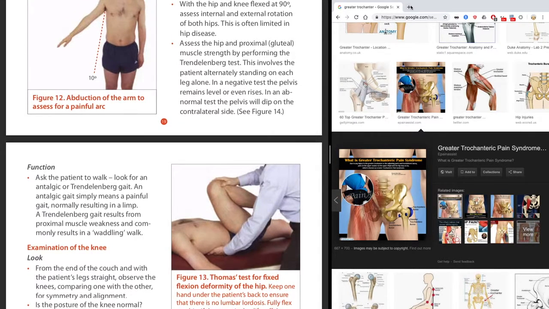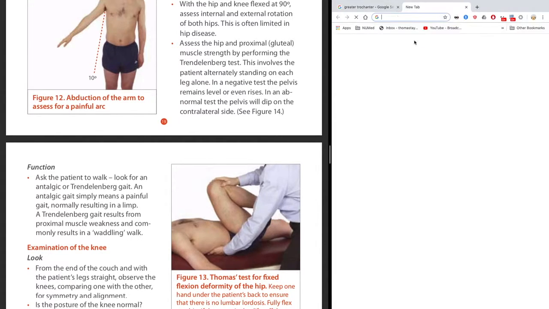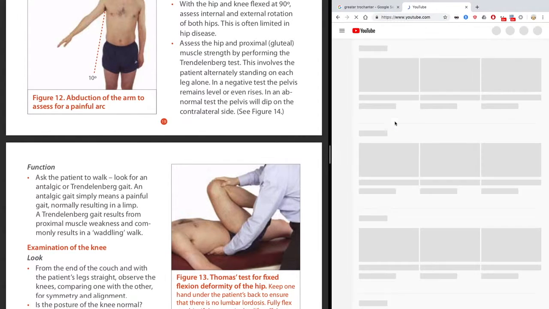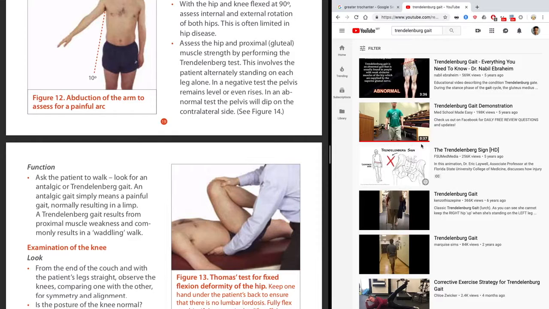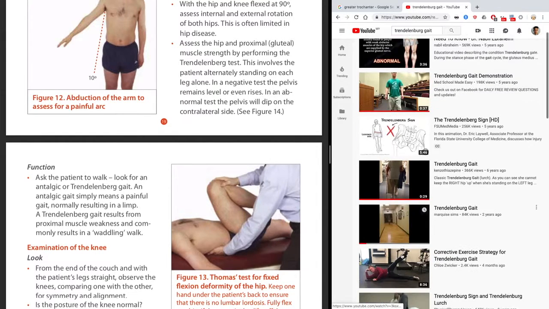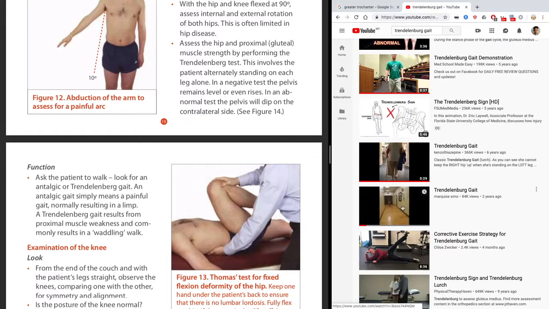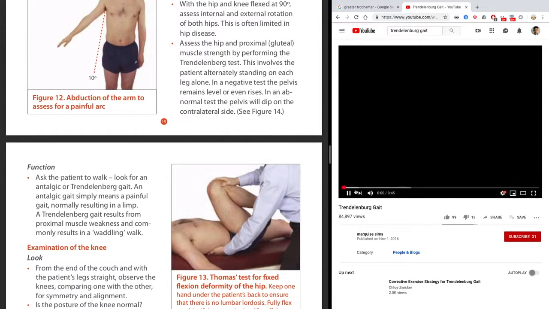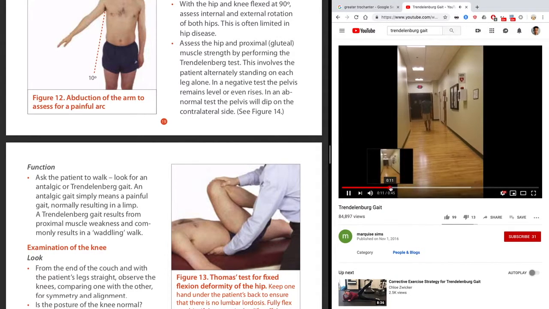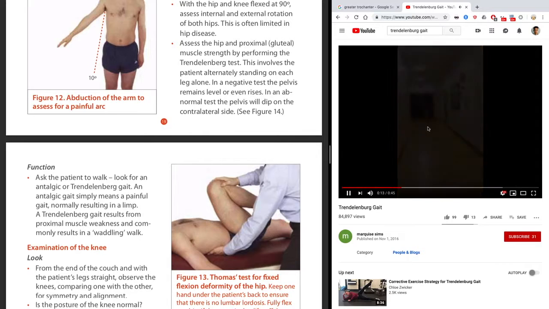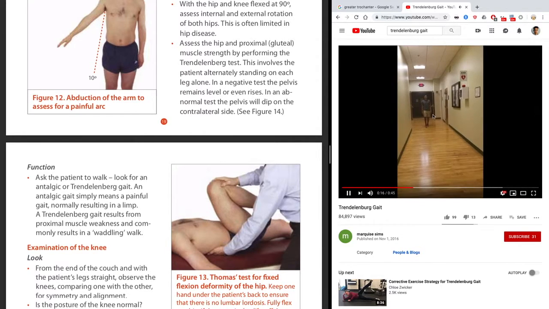I think I'll show you what Trendelenburg gait looks like so that it will remain in your head. I think this guy did quite a good demonstration of Trendelenburg's gait. Let's look at it. If you can see, the hip drops to one side. This is Trendelenburg's gait.